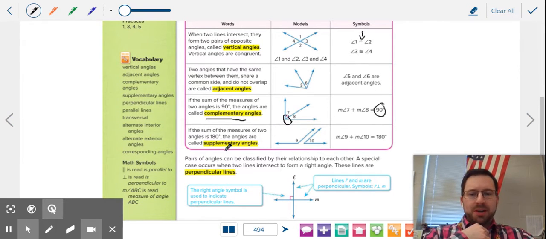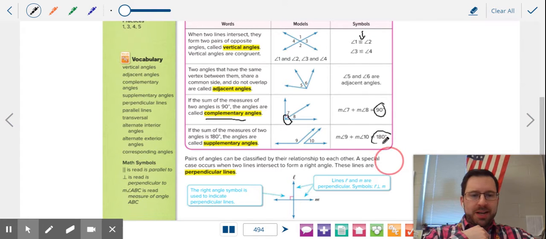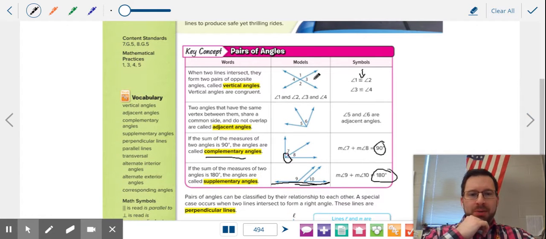When you have supplementary angles, those are two angles that add up to 180, and usually they make a straight line. You can see it here. Usually they are part of a picture. 1 and 3 are supplementary, 2 and 3, 2 and 4, 1 and 4.